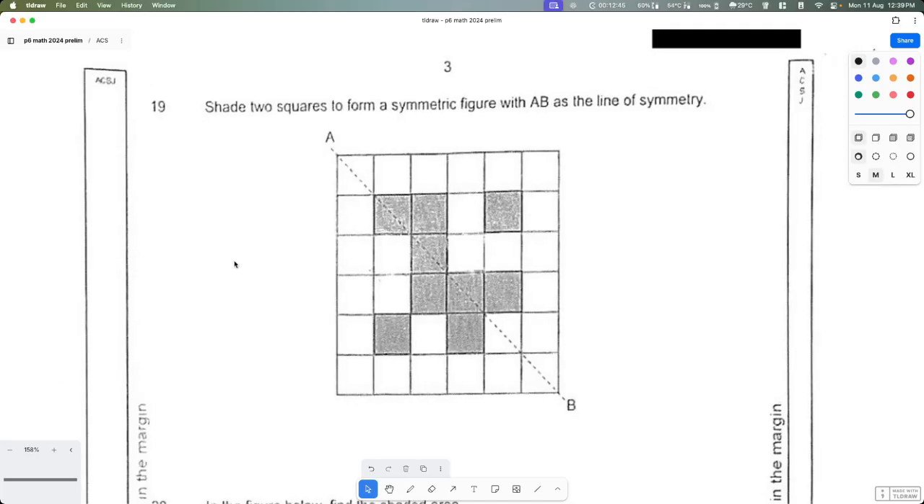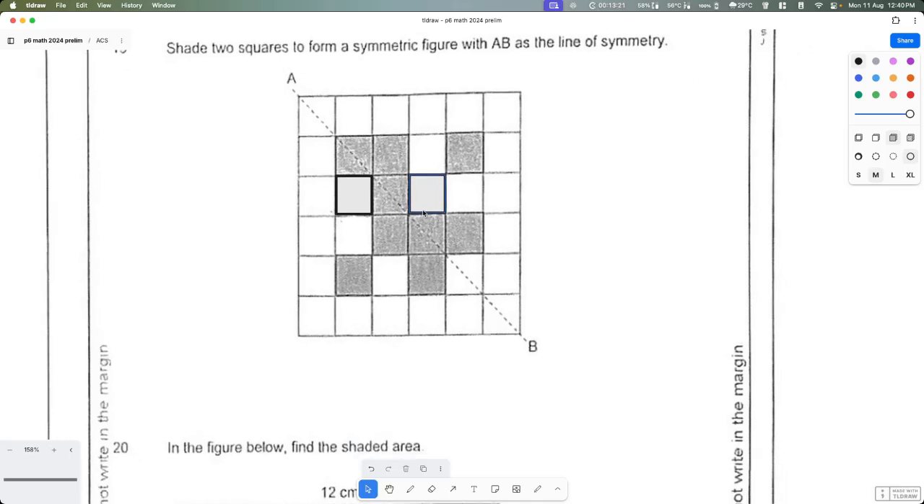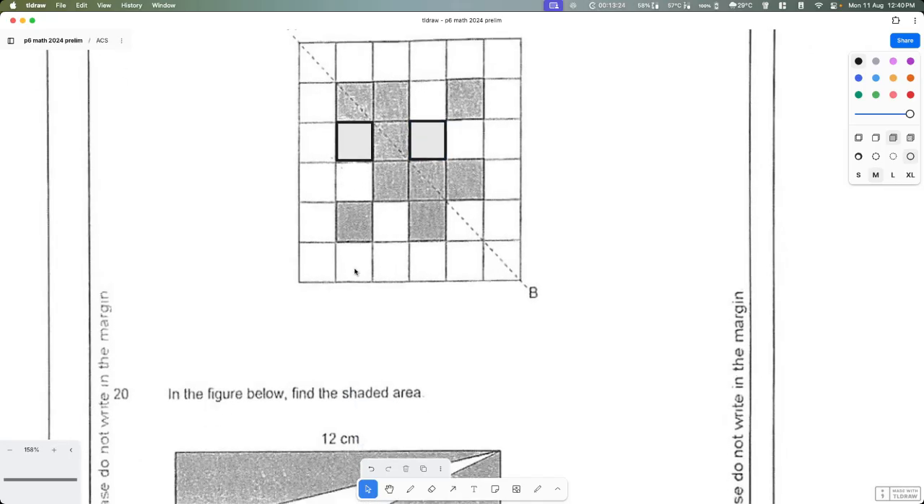All right, we have question 19 over here. Shade two squares to form a symmetric figure with AB as the line of symmetry. So we always want to get the other side to be symmetric. So first we have here, so this is symmetric. What about this? So we need to make this symmetric as well. So we're going to put it here, right? Then we have this symmetric as well. So this one and this one is not symmetric. We are missing one more. So we will just copy this and paste it over here. So that's it, this is symmetric. That's what you see over here. There you go. Right, so let's move on to the next question.